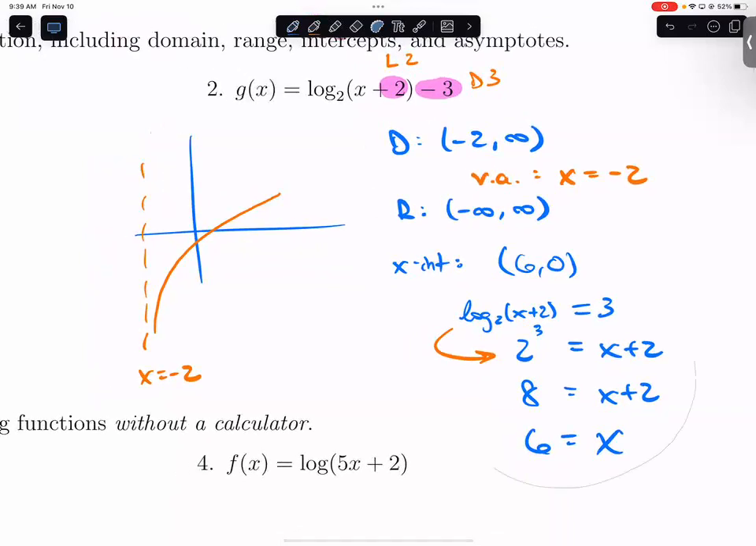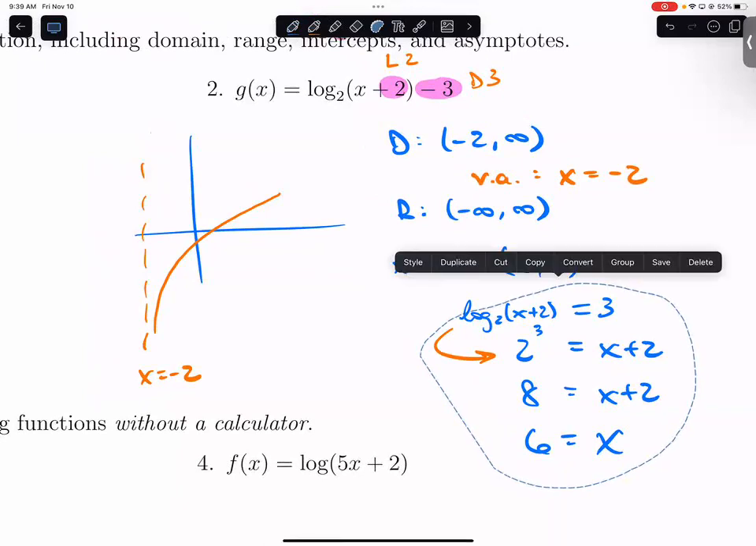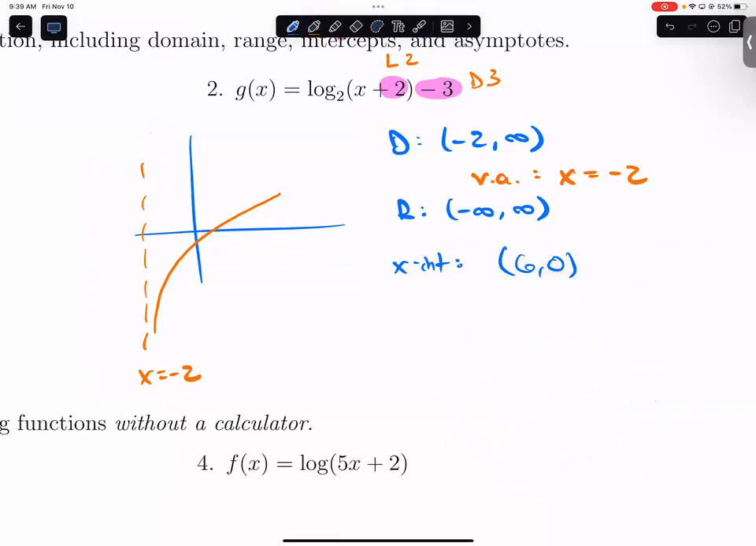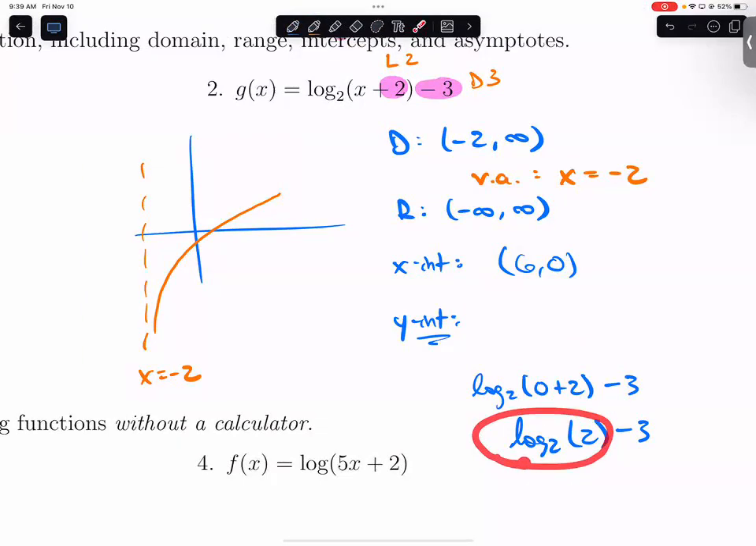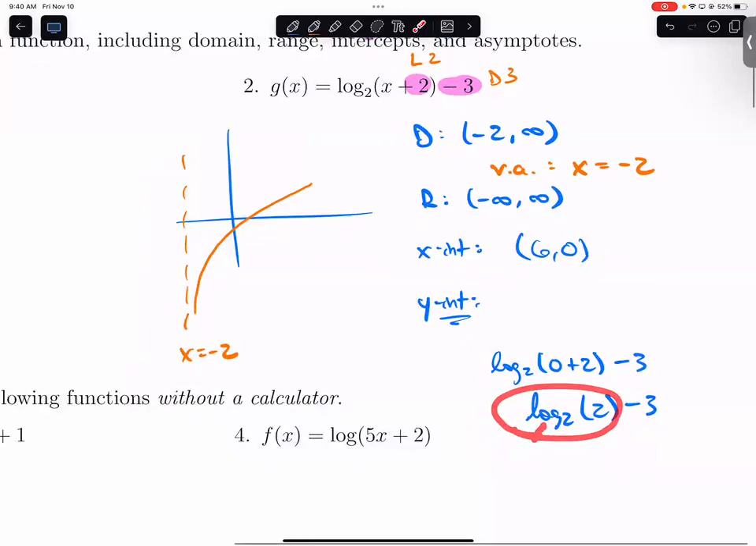Okay. How do you find a y-intercept? Set x to 0. So to get the y-intercept, I'm going to plug in 0. It's the log base 2 of 0 plus 2 minus 3. So it's the log base 2 of 2 minus 3. What's this? How many 2's are in 2? Just 1. Again, calculator will do that for you, right? You don't have to. But 1 minus 3 then, this would be -2.